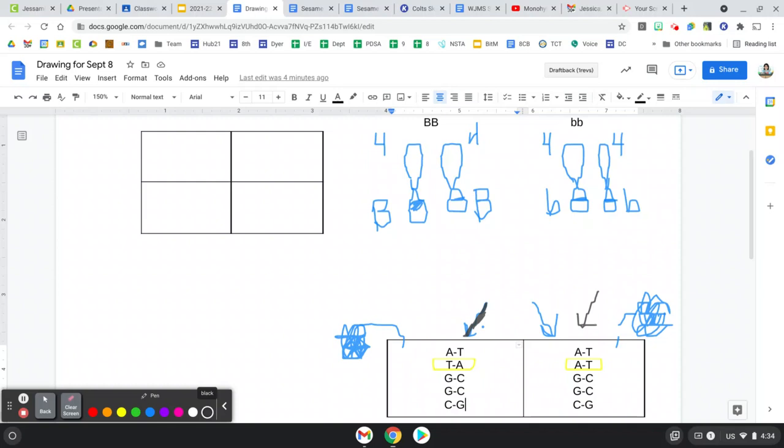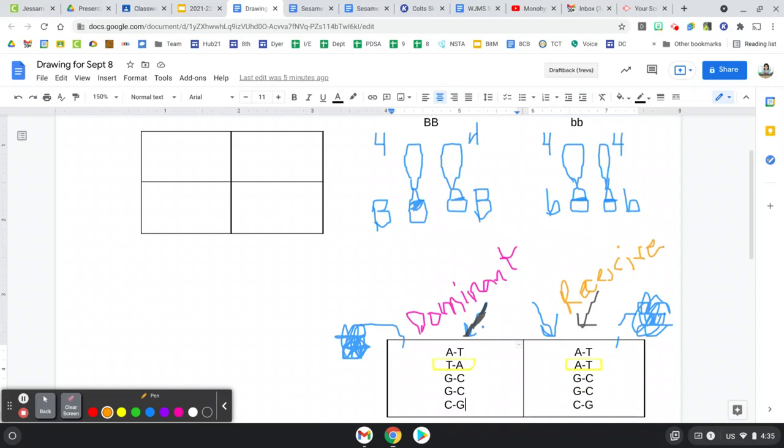So that tells us that this code over here that I'm going to mark in pink, this is the dominant form of the gene for eye color, and I'm going to mark this in orange. This is the recessive form, recessive. This is not a very sensitive screen here, so the writing doesn't come out very good.